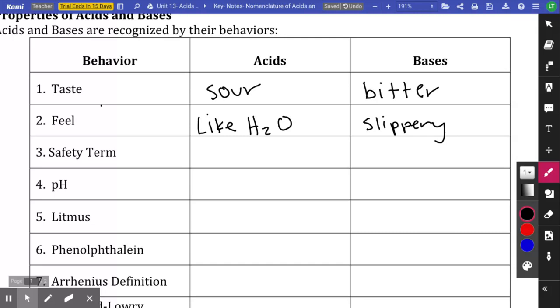Now, the next thing is our safety terms. So kind of what we mean here is if I was looking at a safety data sheet, something like that, how would it refer to this solution? How would they warn you that this is an acid or a base? And so for acids, they are called acidic. So if something is an acid, it's acidic. And for bases, yes, we use basic, but the term that we really use is alkaline. And they are used interchangeably, so you can also say basic, but alkaline is typically used.